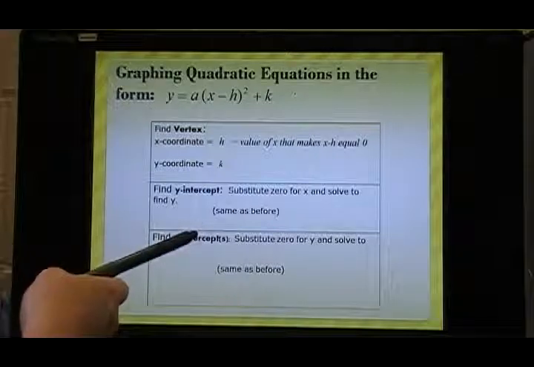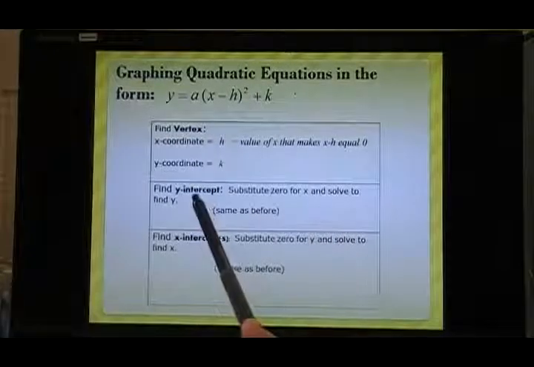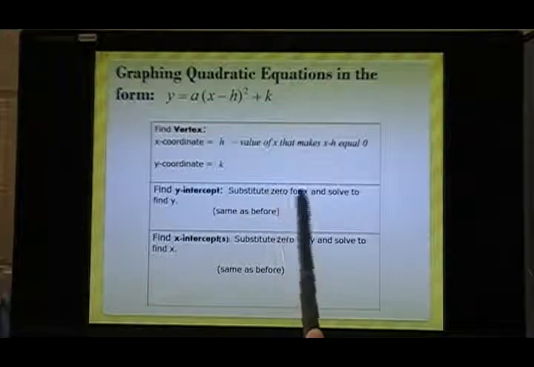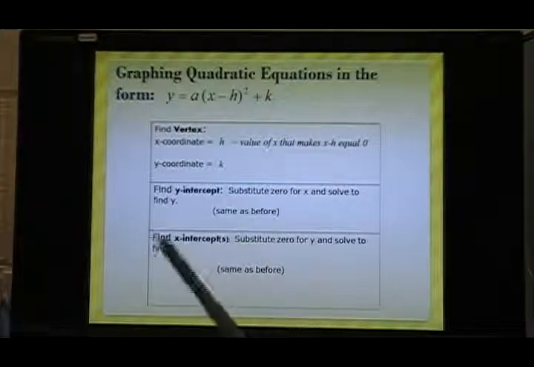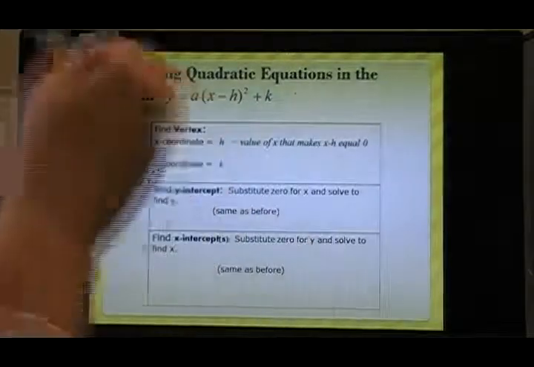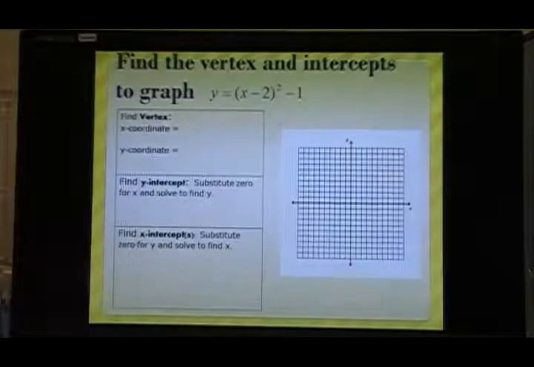The method that you use doesn't change when your quadratic equation is given to you in a different form. If you're looking for the y-intercept, you're going to substitute 0 for x, and if you're looking for the x-intercept, you're going to substitute 0 for y, and then solve to find the corresponding x value. So let's look at an example.